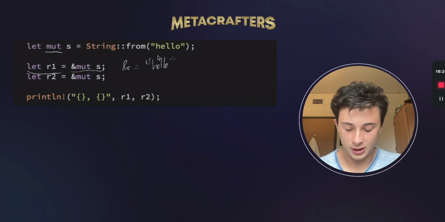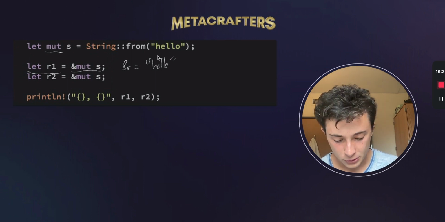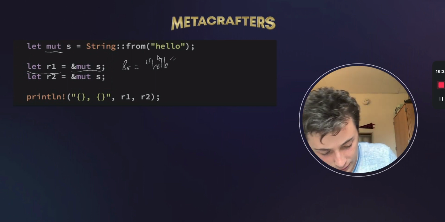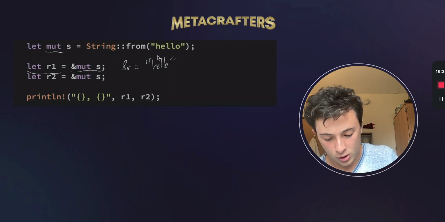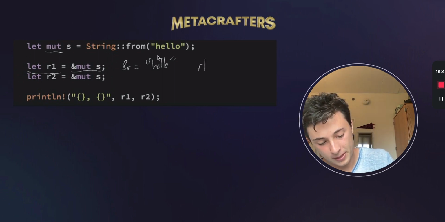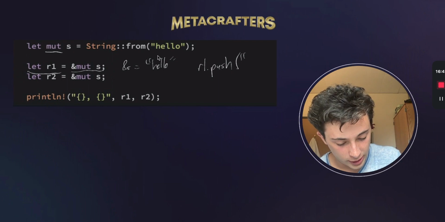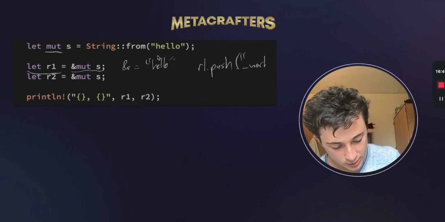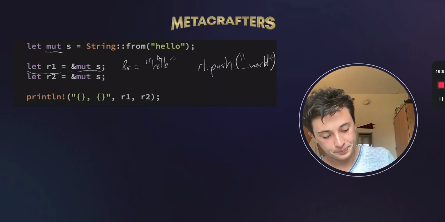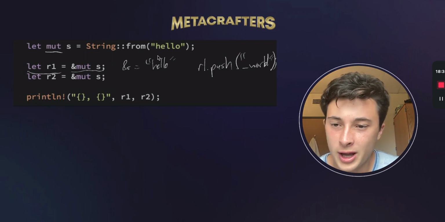And what this does is it looks at the pointer s and what value is stored there, and it allows us to change it. So now that we have r1, we could say r1 is equal to some other string, r1.push. Like this, we could have r1.push string. This is not exact syntax, but we could add on some other string like space and then world, and this would be completely fine.